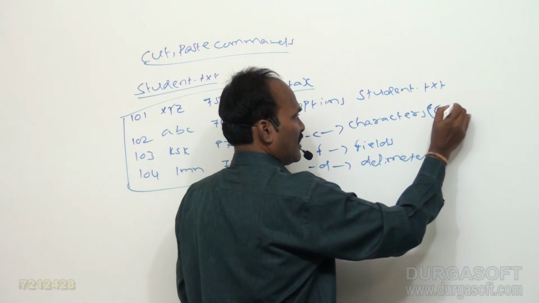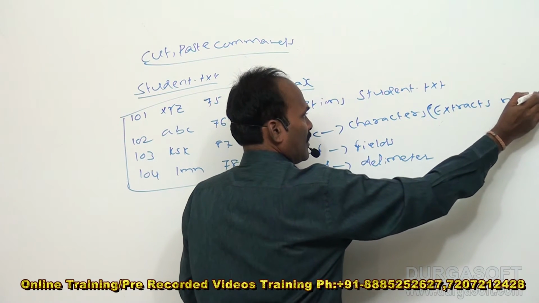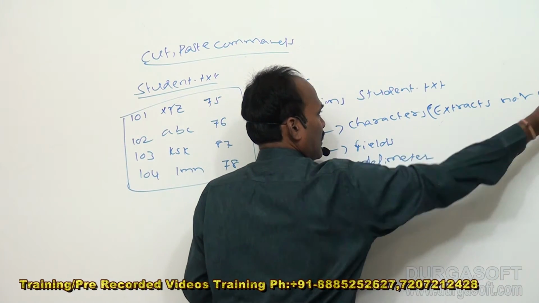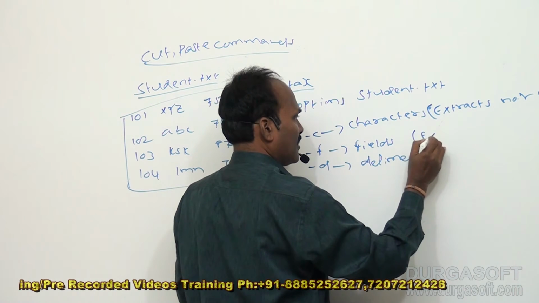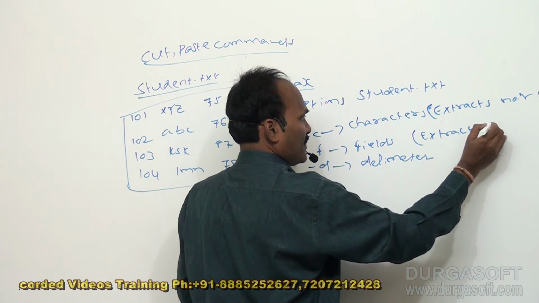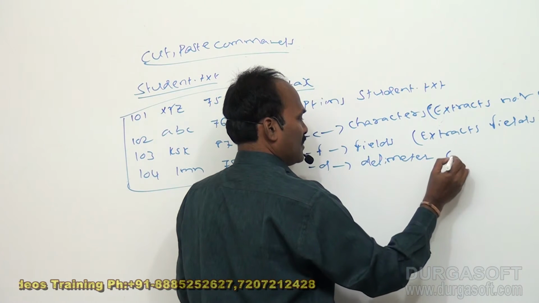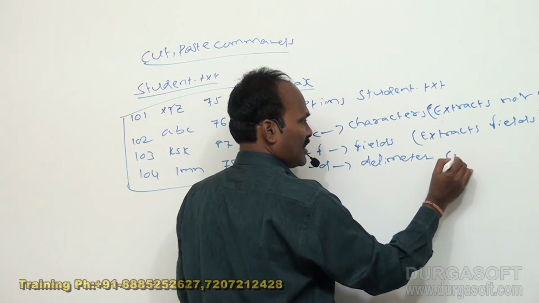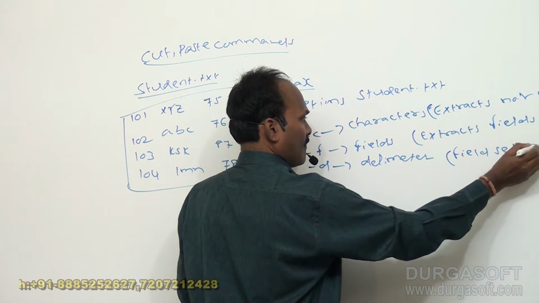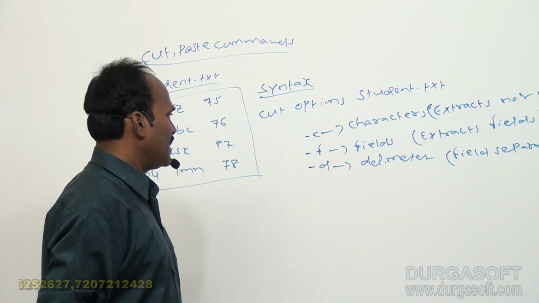-c extracts a number of characters. Now what does -f extract? It extracts specified fields or columns. Now -d is for specifying the delimiter. This is also called the field separator. The field separator is specified by -d.